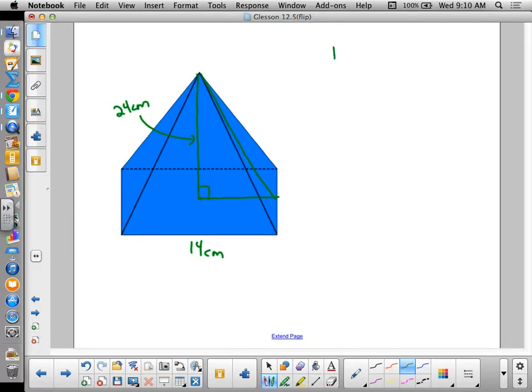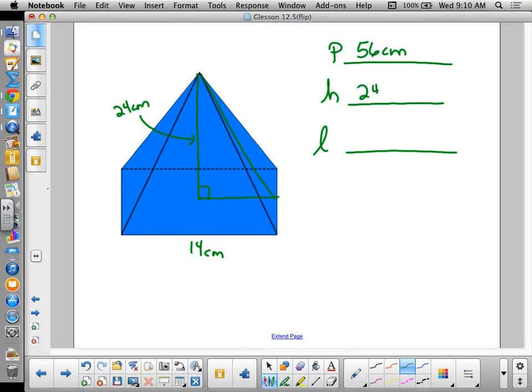So just like before, we start by finding the perimeter of the base. We're going to need that. Well, it's a square. 14 times 4, that's pretty easy, 56 centimeters. Now, we need to know both the height and the slant height in this case. The height is very easy because it's given to us. It's 24 centimeters. The slant height we're going to have to calculate.